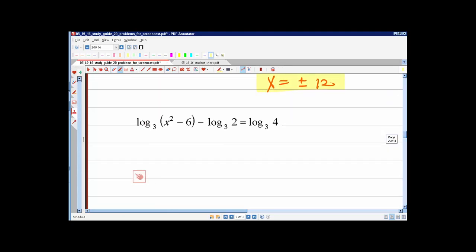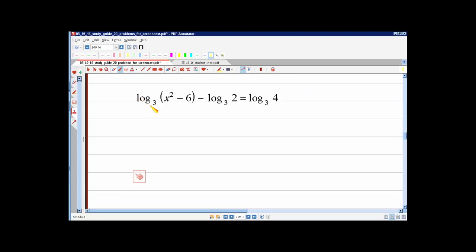All right, why don't you pause the video, make this problem your number 2 equation, and see if you can solve it. Once you've finished, restart the video.